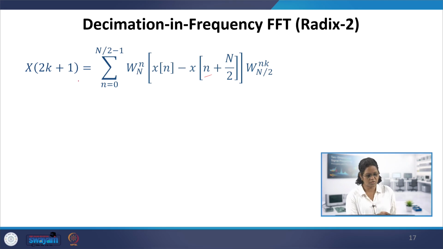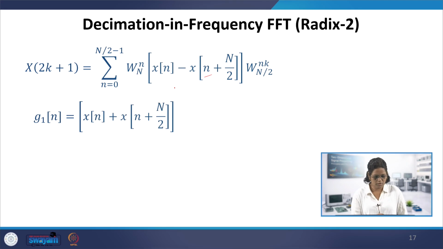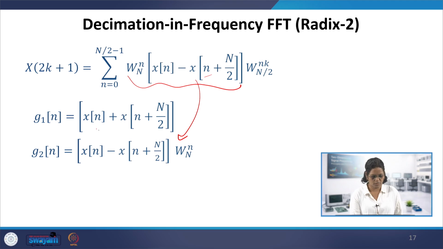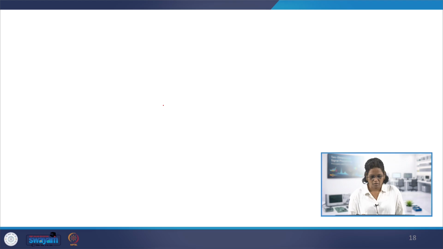So this is decimation in frequency. These two things, g1 from the previous x of 2k and g2 from the x of 2k plus 1, form a butterfly. So we can take x of n and x of n plus n by 2, add them, and then subtract them and multiply by the twiddle factor, which would give the butterflies here.